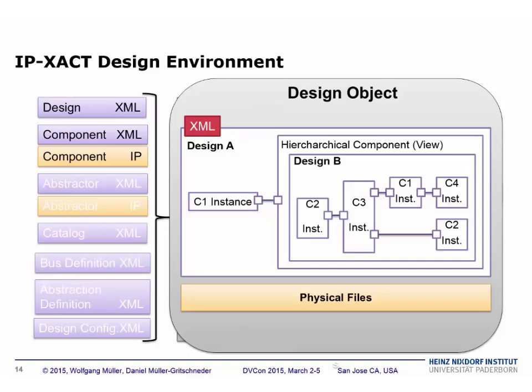So this is an example. For example, we have a design, which is a top-level connectivity. It has an instance of the component C1, and then it has an instance of a hierarchical component. So a hierarchical component can then include, again, a design, and the design has some other connectivity.